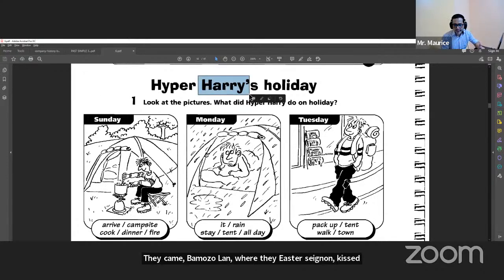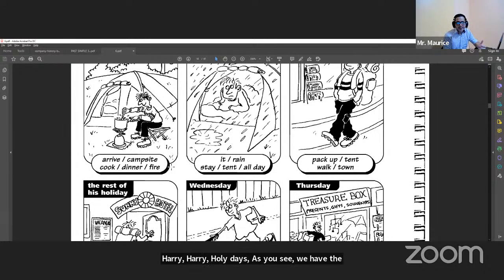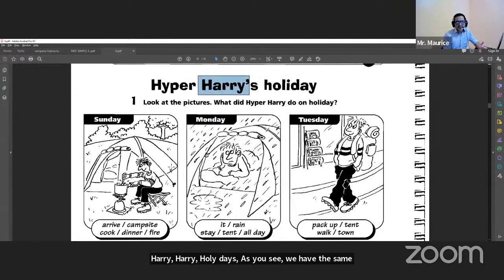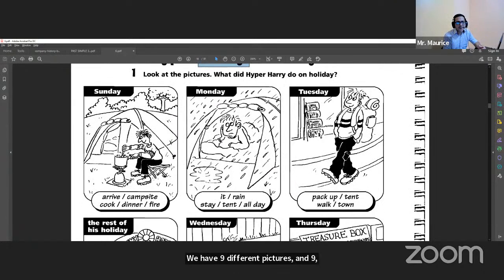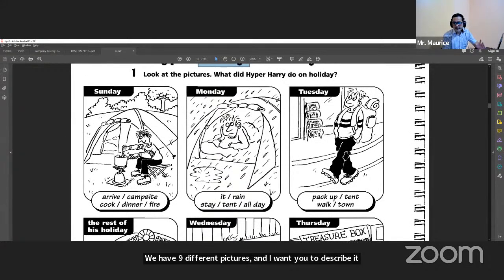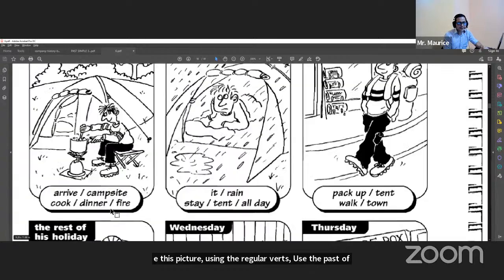Harry Holidays. As you see, we have the same pictures. We have 9 different pictures. And I want you to describe them. Okay? Necesito que las describas. Describe this picture using the regular verbs. Use the past of the regular verbs. Okay? For example, aquí tenemos pista.